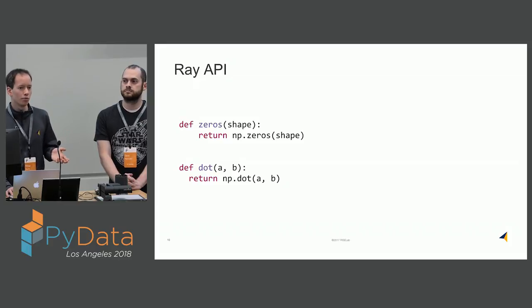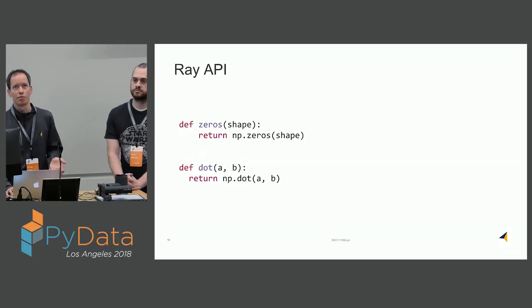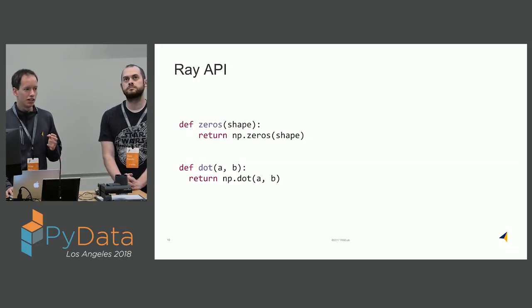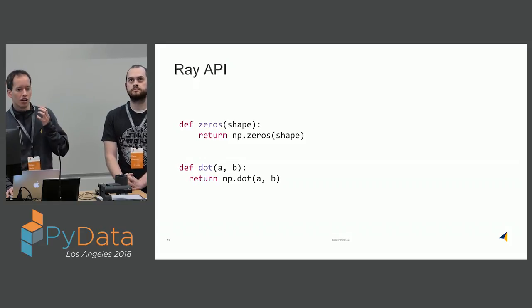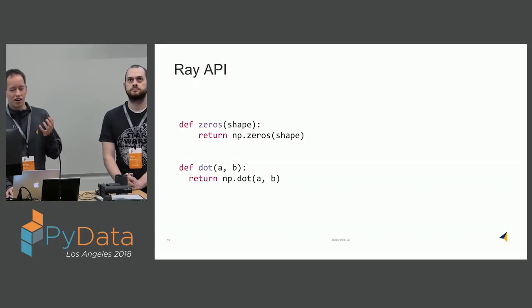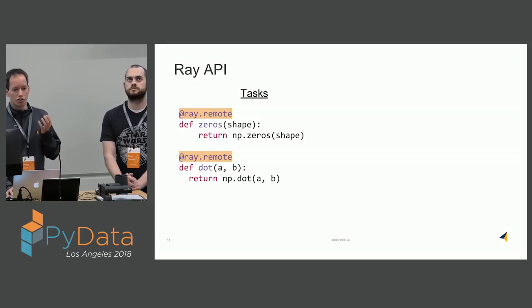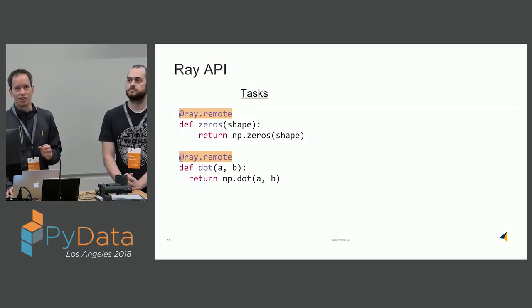Later in the tutorial, you will all be working on exercises and go through how to actually parallelize applications with this API. The starting point here is to make it very easy to take existing Python applications and then distribute them. So the starting point is functions. For example, a function which calculates a zero matrix and another function which computes the dot product of two matrices. And in order to distribute them, you put in front of it this ray.remote decorator. And this makes the function into a remote function, which can then be executed anywhere in the cluster.